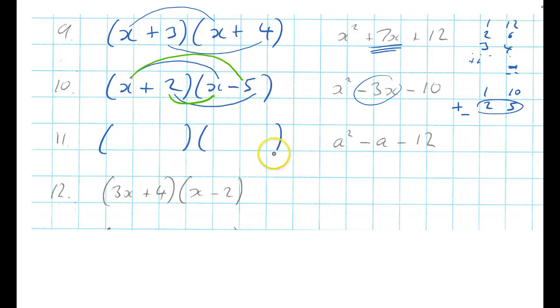Oh, trying to trick me here. It's got a's and such like. So it's going to be a times a will give me my a squared. Oh, again, it's a negative there. So the number bit is going to have to be a plus and a minus.